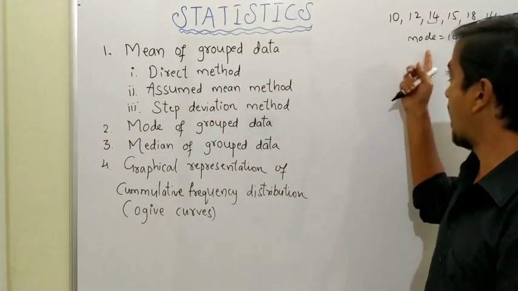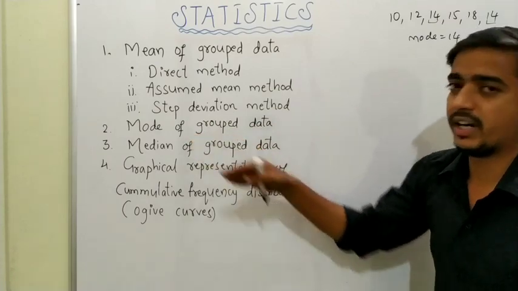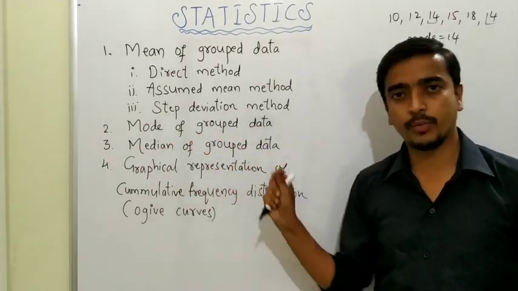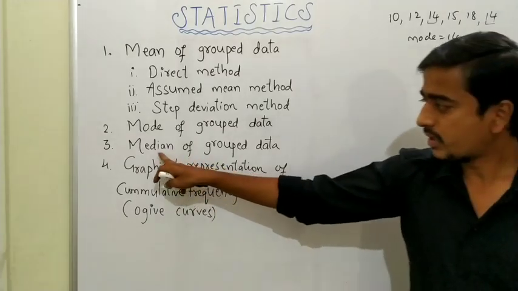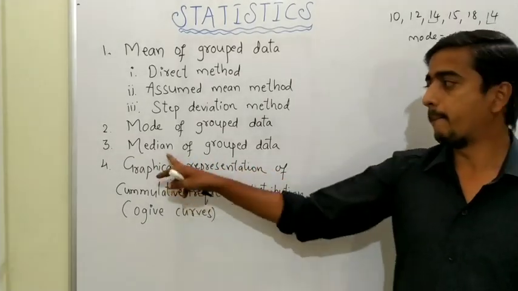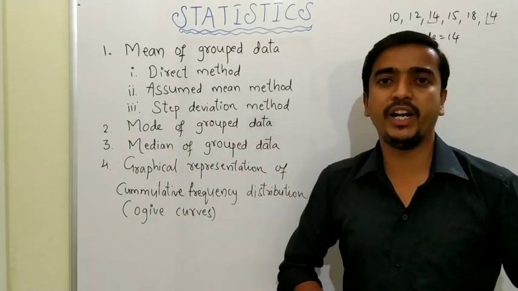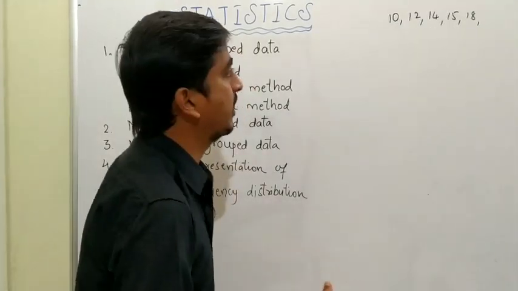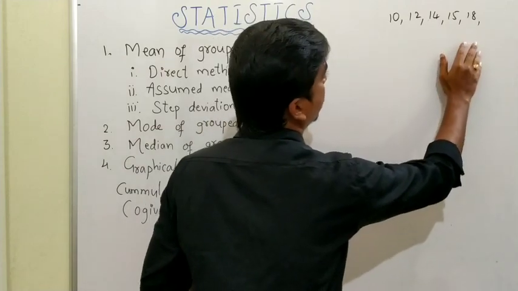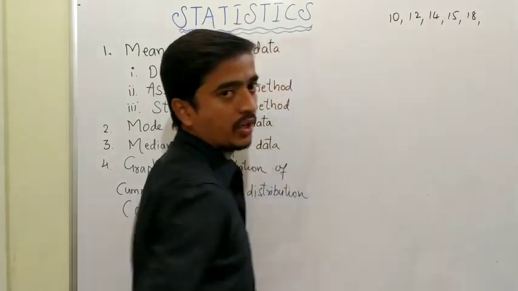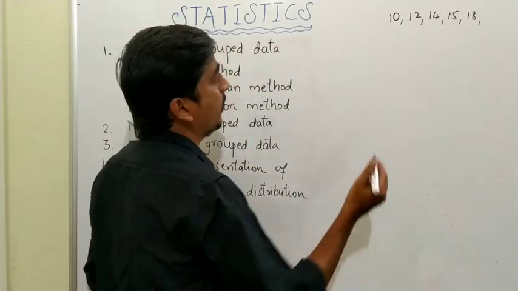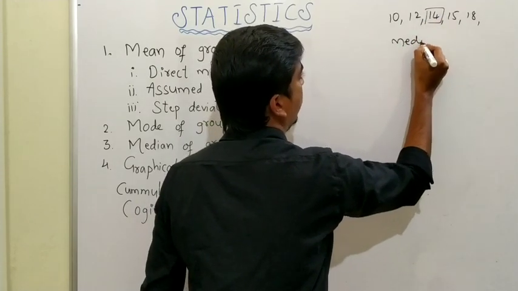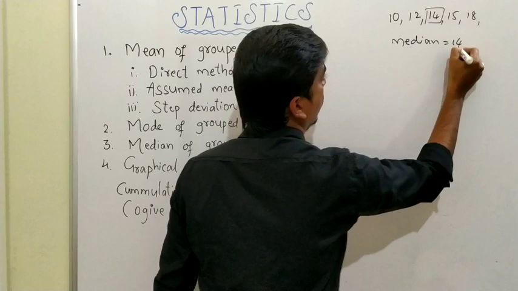So that is for ungrouped data. When we come to grouped data, there is a formula, and we can use that formula to find the mode of the grouped data. Next, the median of grouped data. What is meant by median? Median is the middle observation or middle value of ordered data. For example, here we have observations already in ascending order, so no problem. What is the middle value here? 14 is the middle value, so the median of this data is 14.